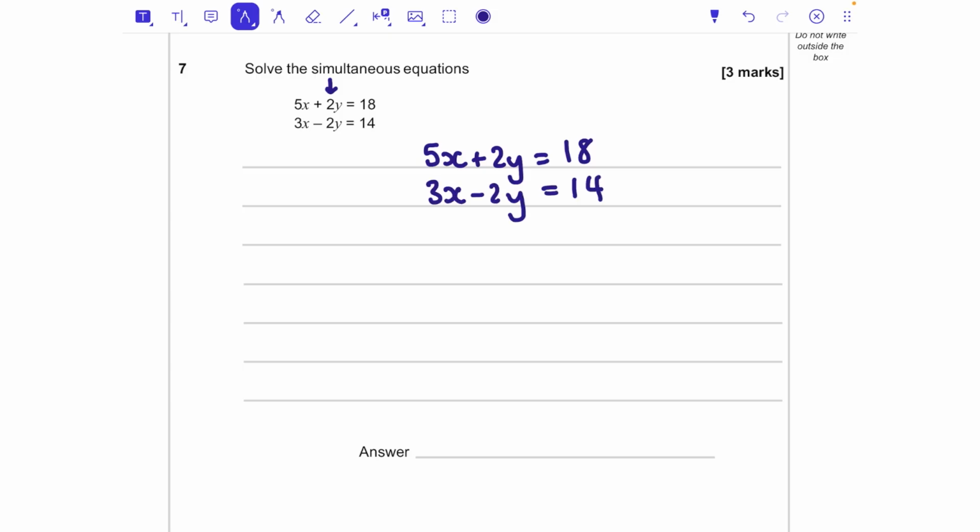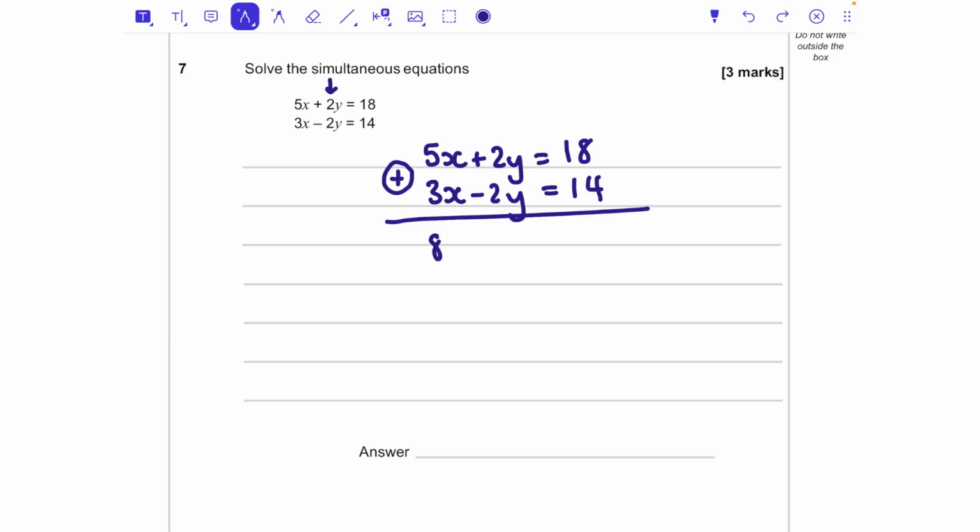Now I'm going to treat these equations like a big sum and I'm going to add them together. The reason I am adding them together is because this one is positive 2y and this one is negative 2y. If I add these equations together, they are going to cancel out and become 0. If they were both the same sign, so if they were both plus 2y, for example, then I would want to take away to cancel them out. But here we're going to add.